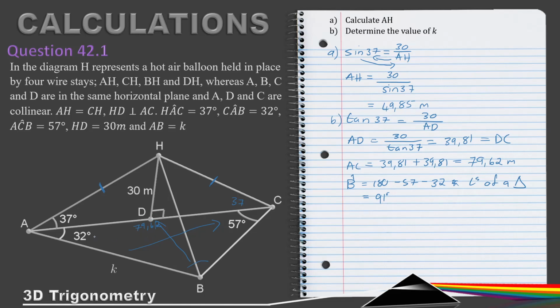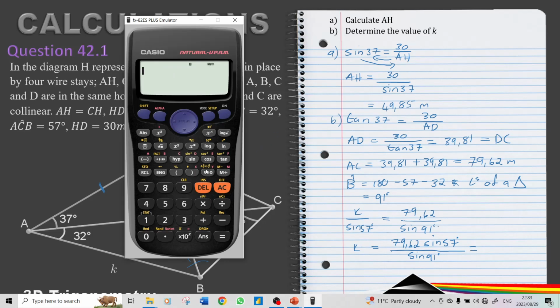All right, so we want K. So I'm going to begin with K. I'm going to say K over sine of 57 is equal to AC, which is 79,62 over sine of 91. Okay, solving for K, we just take the sine 57 up, so we have 79,62 times sine of 57 degrees actually, and then that's over sine of 91 degrees. Okay, let's work that out.